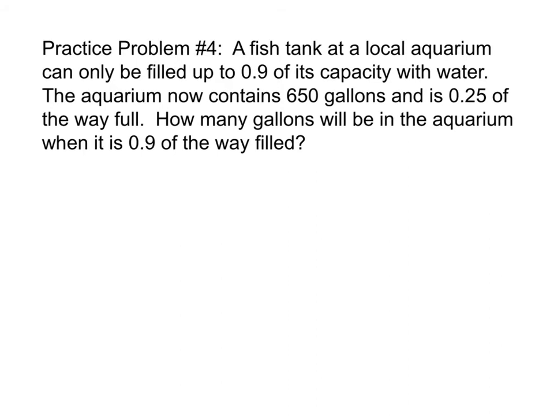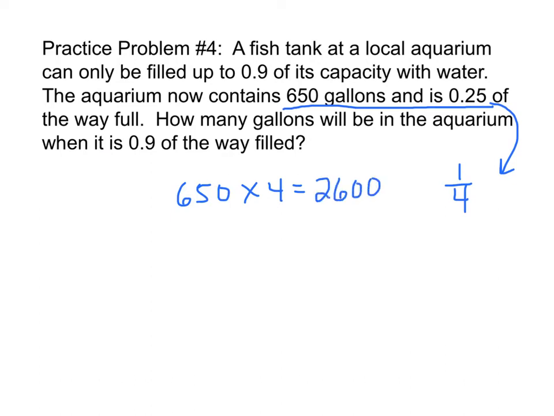One way to solve this problem is to figure out how many gallons will be in the aquarium when it is filled all the way to the top. It says it now contains 650 gallons and is 0.25 of the way full. Well, I know 0.25 is the same as 1/4. So, if 650 gallons is 1/4 of the way filled to the top, I need to multiply 650 times 4 to figure out what it would be filled all the way to the top. When I do that, I get 2,600.